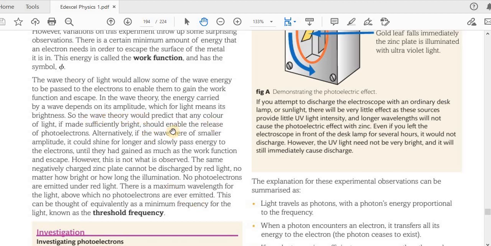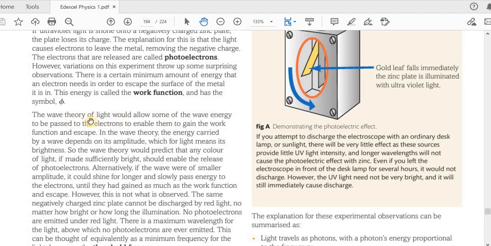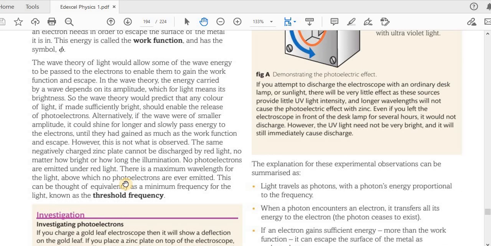The wave theory of light would allow some of the wave energy to be passed to the electrons to enable them to gain the work function and escape. In the wave theory, the energy carried by a wave depends on its amplitude, which for light means its brightness. So the wave theory would predict that any color of light, if made sufficiently bright, would enable the release of photoelectrons. Alternatively, if the wave were of smaller amplitude, it could shine for longer and slowly pass energy to the electrons until they had gained as much as the work function and escape. However, this is not what is observed.